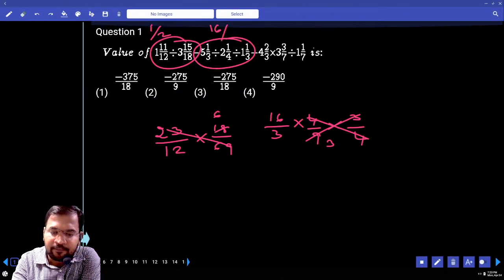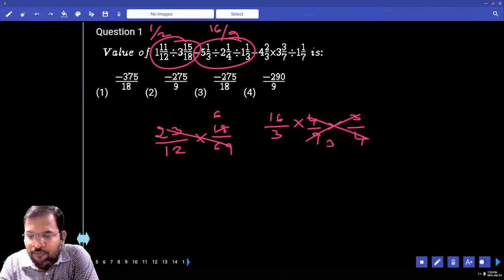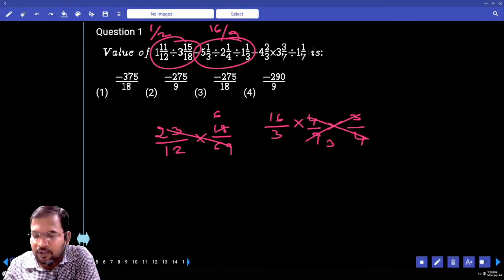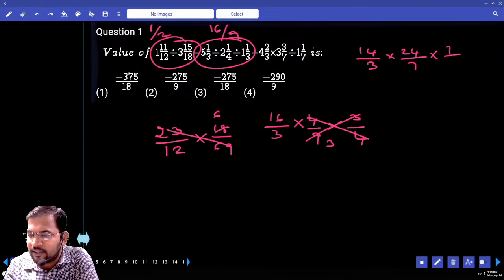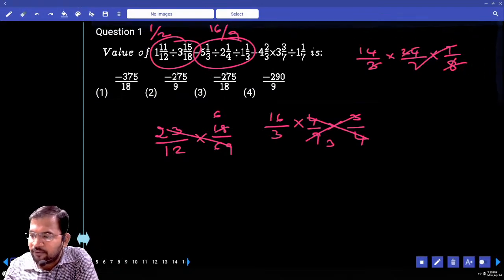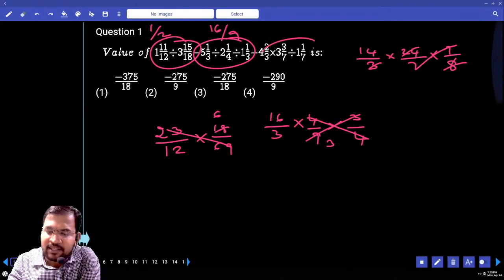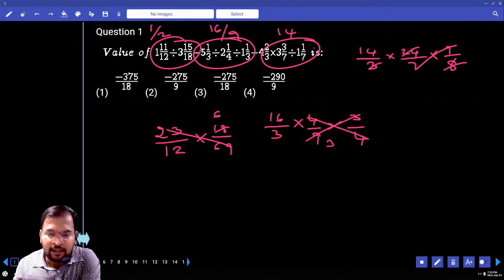Keep aside. Next, 4 2 by 3, 14 by 3, 14 by 3. Next, 3 3 by 7, 24 by 7, 1 1 by 7, 8 by 7. But that is 7 by 8. 7 7 get cancelled. 8 3s are 24. So 14. This value is, now tell me finally.